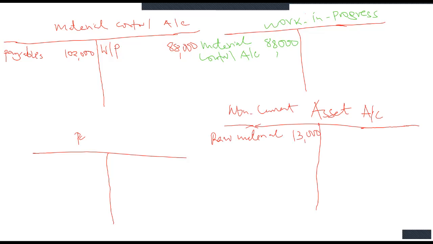Payables account. And then materials 102,000. So materials 102,000. Yeah, you credit. I credit. So then don't debit. Okay. So materials account, 102,000.